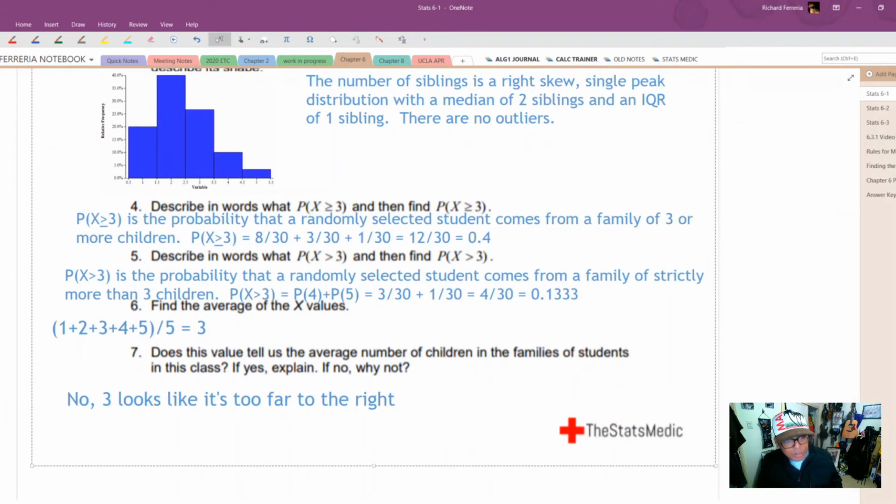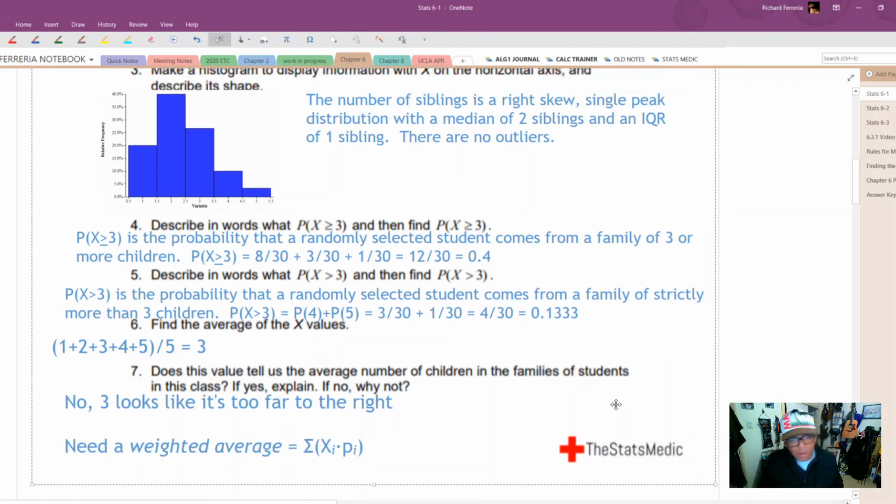So 3 looks like it's too far up to the right of the data to be the average number of children in families. So we can't just add up all of the x values and divide by 5. Now that is a classic mistake in finding averages. What we need to do is find what's called a weighted average, since some values are more weighted than the others.